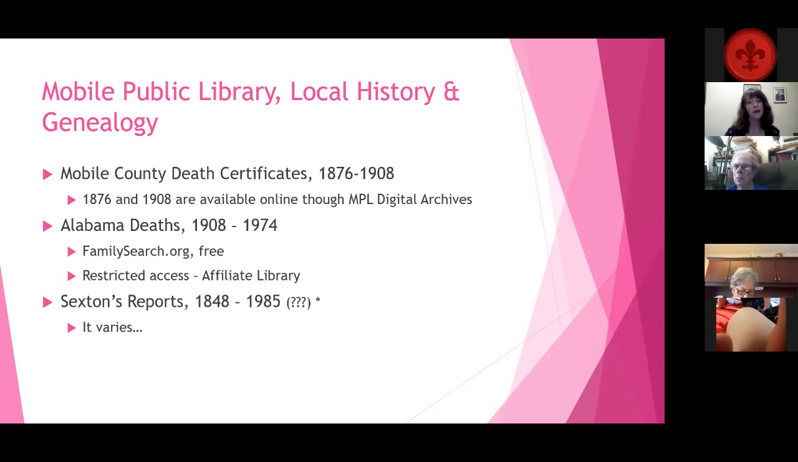So all you have to do is call us or email us if you have someone for whom you would like us to search. We are also an affiliate library with FamilySearch.org, and they have a collection, Alabama Deaths 1908 through 1974, and these are the actual death certificates. From home, you can access the index or summary for the record, but to see the actual document, you would need to be in the library, or you can call us and request it.